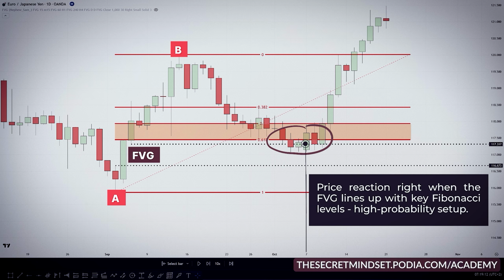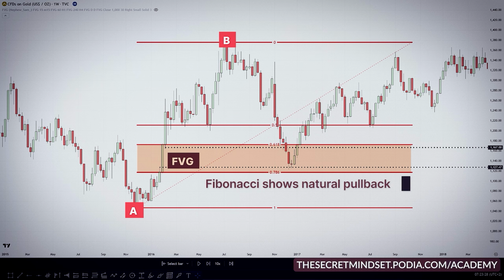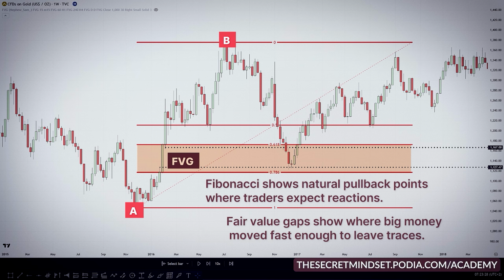A strong gap needs a big, clean separation between candle shadows. When this gap lines up with key Fibonacci levels, especially the 50 and 61% zone, you've found a high probability setup. The strategy works because it combines two types of market psychology. Fibonacci shows natural pullback points where traders expect reactions. Fair value gaps show where big money moved fast enough to leave traces. And together, they create stronger signals.